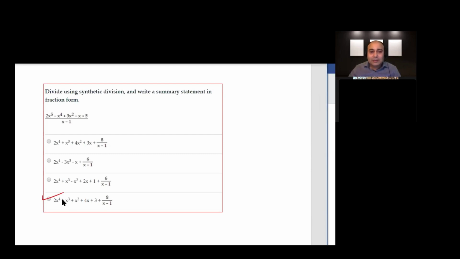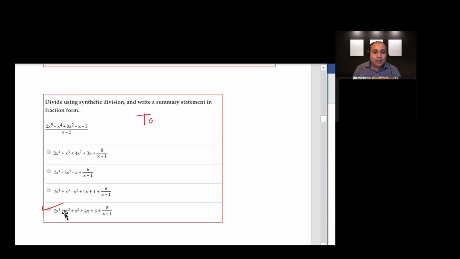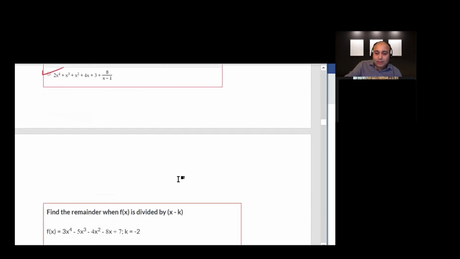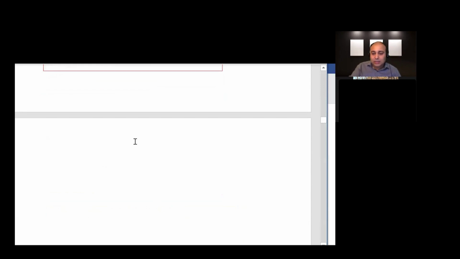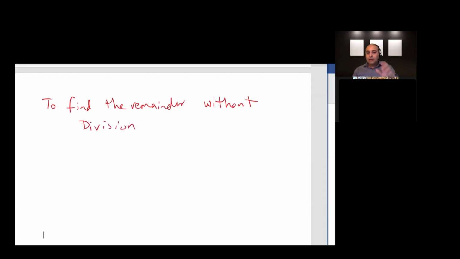Please write this, let me write it in a separate chat right here. That will be the next question: to find the remainder without synthetic division, without division. I'll go over this in a minute, just let's focus on this now. All right, without division, how do you find the remainder first?